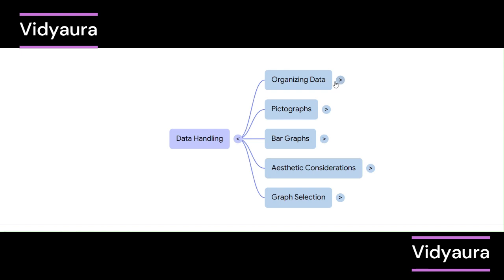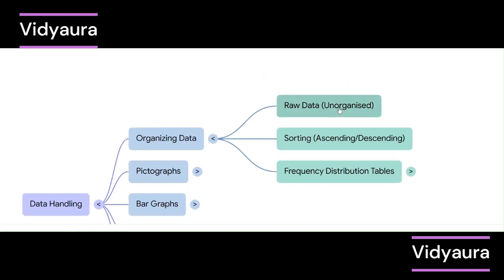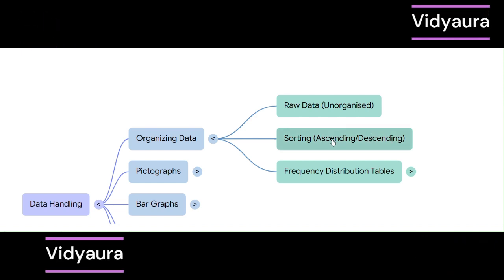First stop on our map: organizing data. When you first collect information, it's called raw data. It's unorganized and honestly a bit of a headache. To make sense of it, we start by sorting, arranging it in ascending or descending order. But the real pro move is creating a frequency distribution table.